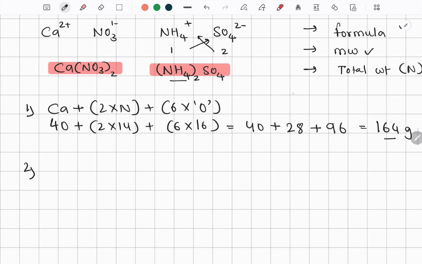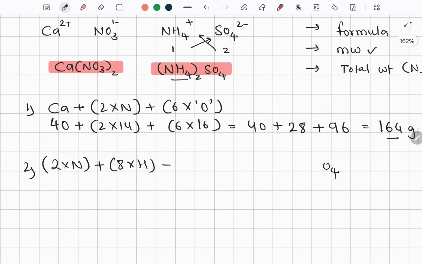Okay, so ammonium sulfate is going to be (NH4)2SO4, with one ammonium, second ammonium, and SO4. So there are going to be 2 nitrogen, so 2 into nitrogen plus how many hydrogen? 4 plus 4 is 8, so 8 hydrogen plus how many sulfur? Only 1, SO4, so 1 sulfur plus how many oxygen? 4, so it's going to be 4 into oxygen.